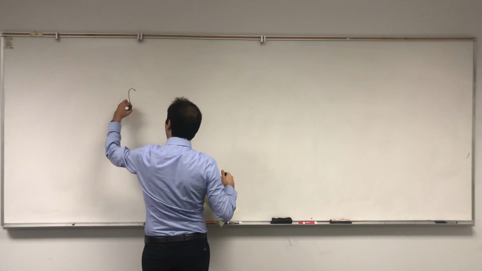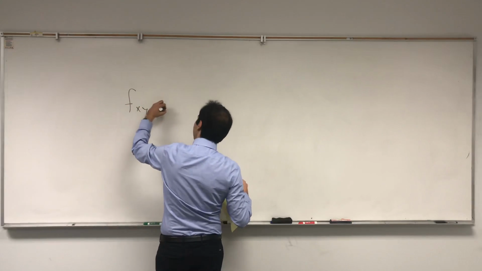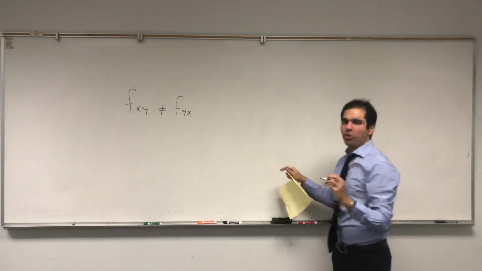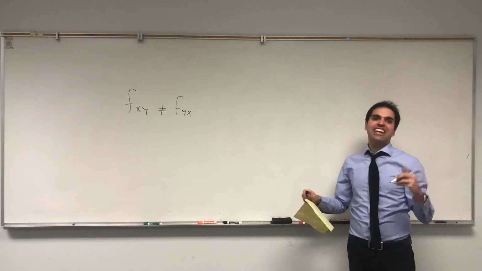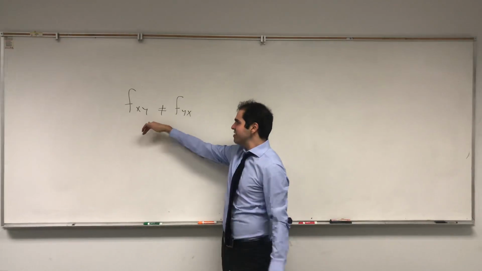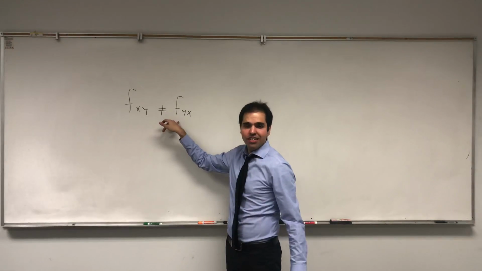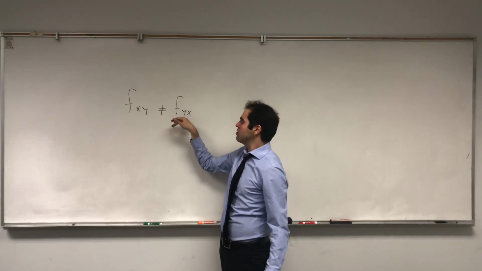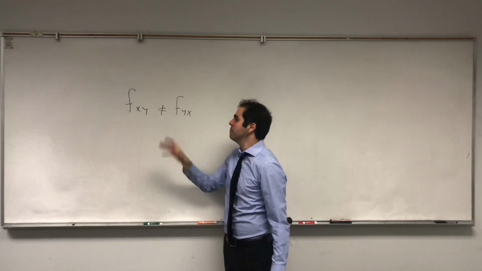Today I want to show you an example of when f_xy is not f_yx. Because I'm sure you've always been told that mixed second partial derivatives are equal, but I want to show you that you have to be very careful about your assumptions. Technically, this is not true for every function. The requirement is that both of those second partial derivatives also need to be continuous.